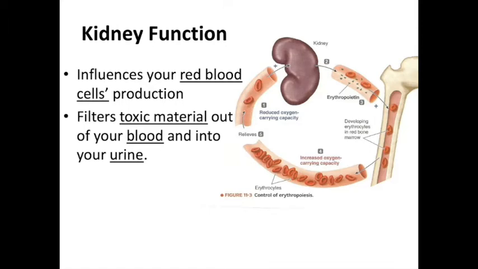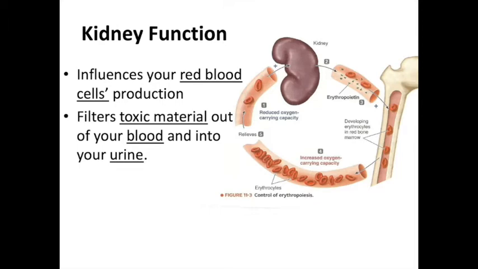Another job is to influence your red blood cell production. Remember, kidneys are cleaning your blood. So they're actually keeping account of your red blood cells. If your red blood cell count goes too low, say you got cut and you're bleeding, or you're in a car accident and you're bleeding a lot, or whatever, your kidneys will actually release a chemical called erythropoietin, which we learned about in the blood chapter.